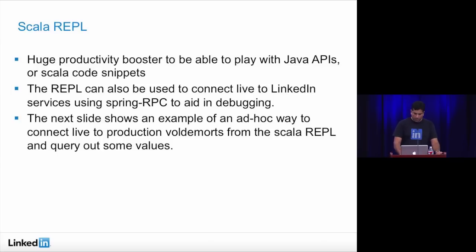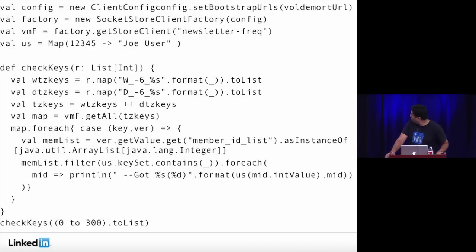And this slide, I don't know how readable it is, but this is an example of something that I did in order to find out what was going on for a particular question that came up in production. And essentially, believe it or not, I just fired up the Scala REPL and typed this in. And there's one service that was using Voldemort. Many of you are familiar with Voldemort. It's this distributed, key value store database that LinkedIn has open sourced.